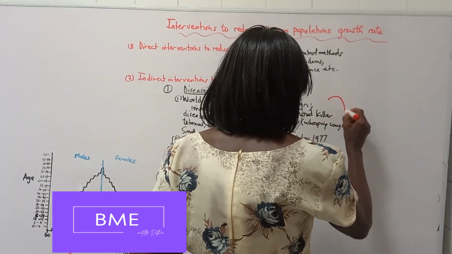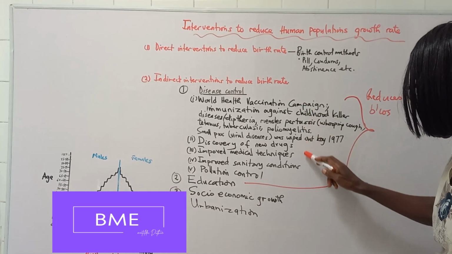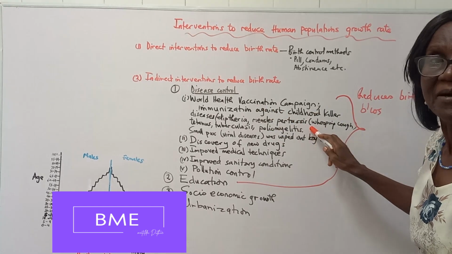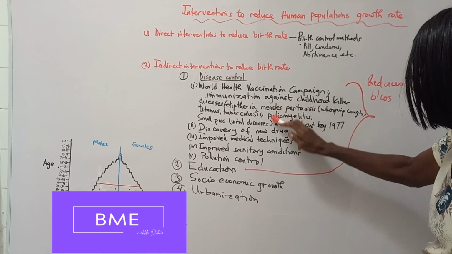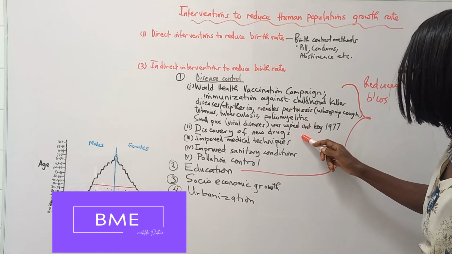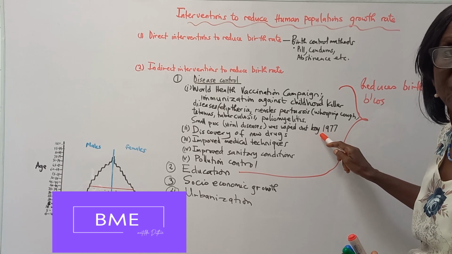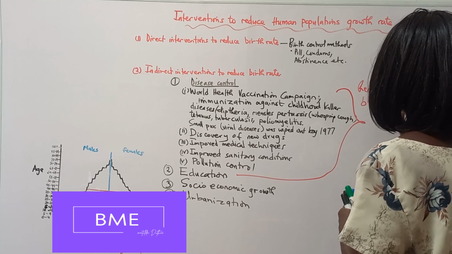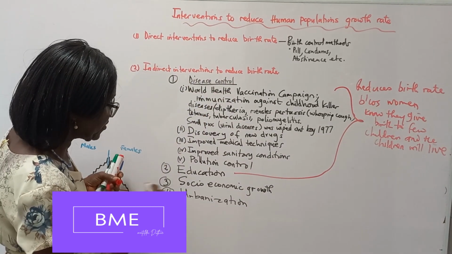Well, all these diseases being controlled reduces birth rate because women know that if they give birth to children, diseases will not kill them, and so the women reduce the number of births because these diseases have been controlled. Before, women would give birth to 6 children because they feared that diseases would kill most of them and they would be left with 2. Now women know that disease control reduces birth rate. Now another indirect intervention to reduce birth rate is education.